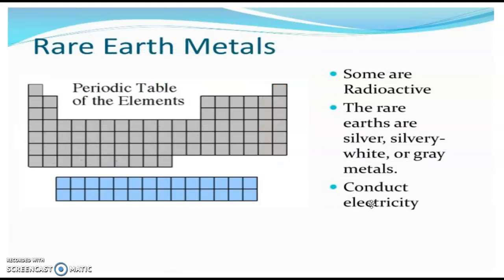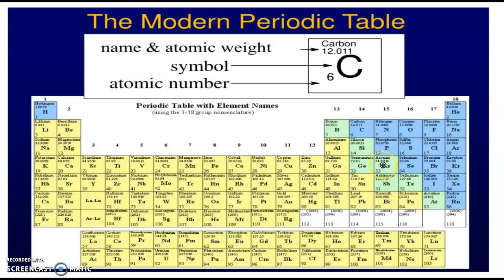Next one is the rare earth metals, that is nothing but our F block elements. Some are radioactive in nature. The rare earths are silver, silvery white or grey metals. They also conduct electricity. These are the families of the periodic table.